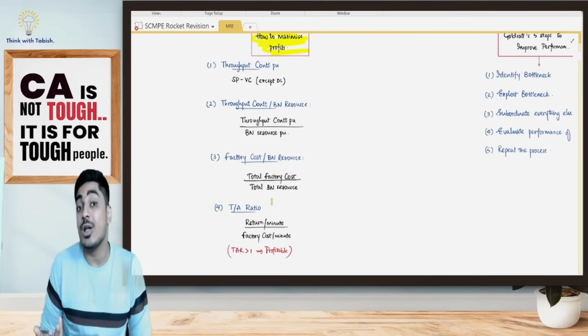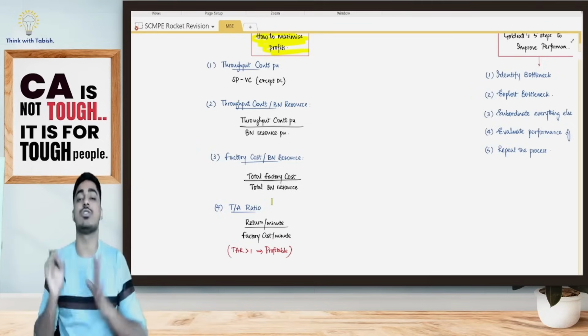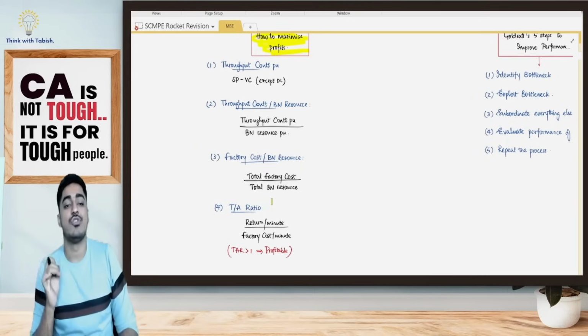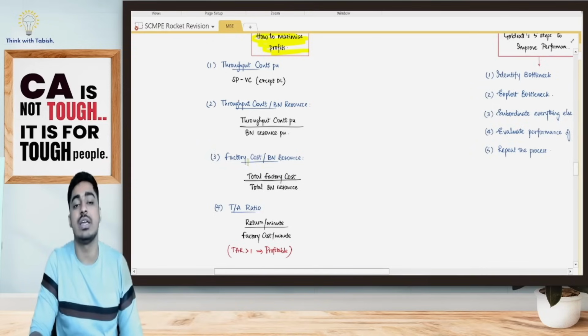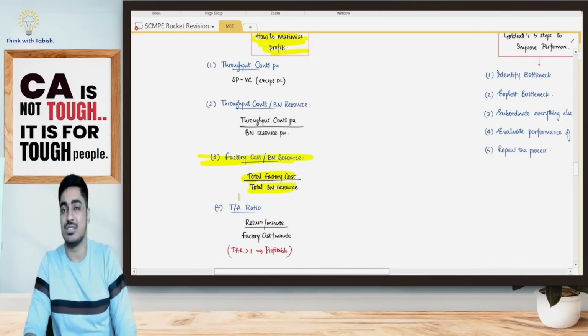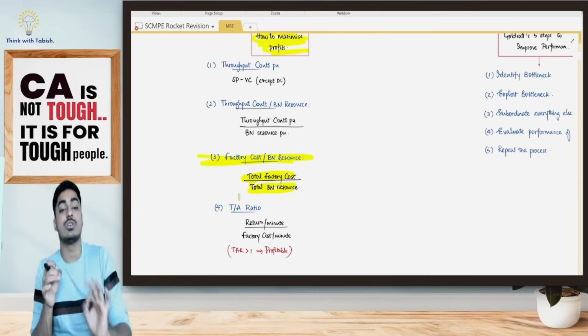Now, I've not recovered all my cost. I'm incurring my fixed cost as well. So I've got for 1 minute, 3 rupees contribution I'm getting. I should see for 1 minute how much factory cost I'm incurring as well. So I'll be calculating my factory cost per bottleneck resource, which is my total factory cost divided by total bottleneck resource. So I'll be getting for 1 minute, what is my factory cost? Say, for example, for 1 minute, my contribution is 3 rupees. For 1 minute, my factory cost is 2 rupees.